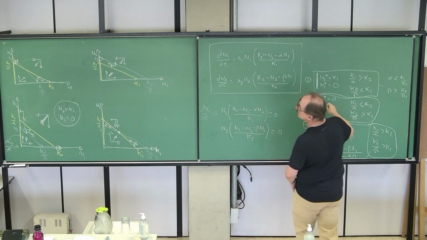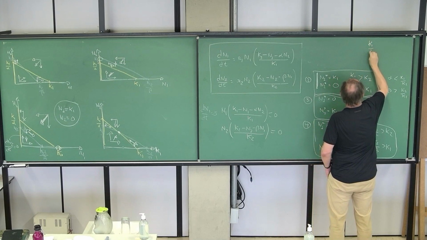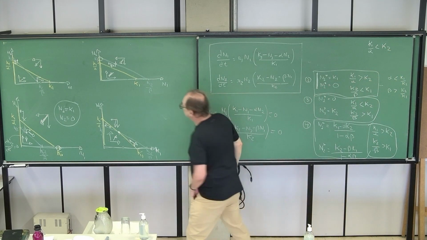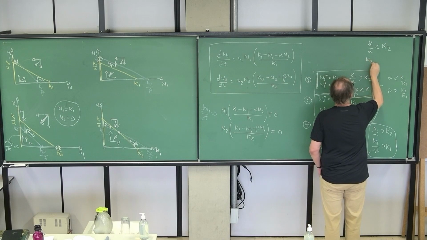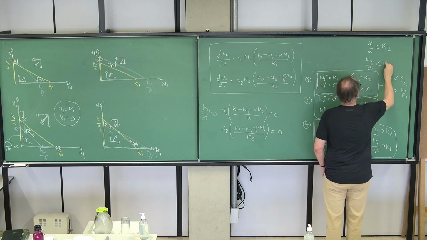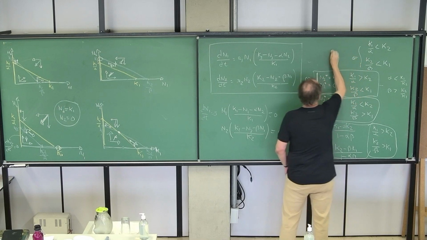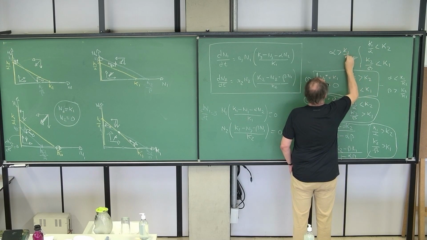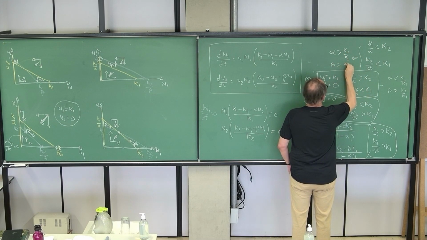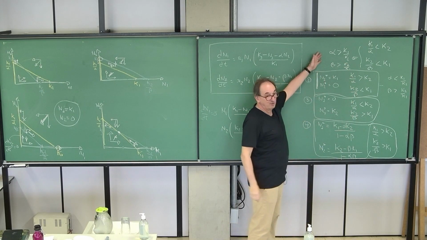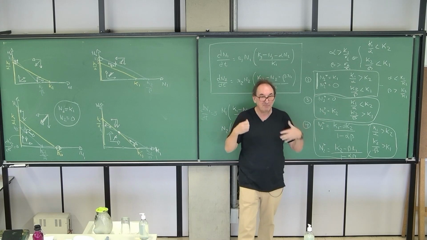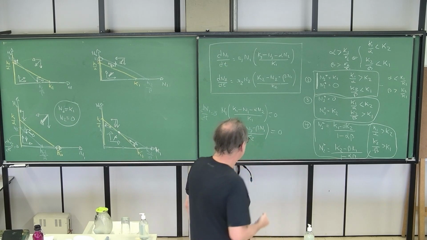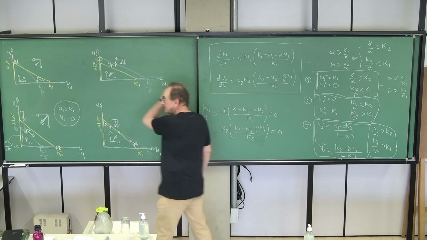K1 over alpha smaller than K2, and K2 over beta smaller than K1, which would imply alpha has to be bigger than K1 over K2, and beta has to be bigger than K2 over K1, which means that they are both somehow big numbers. Therefore, this means very strong competition. So, what's the general thing that we get out of this?